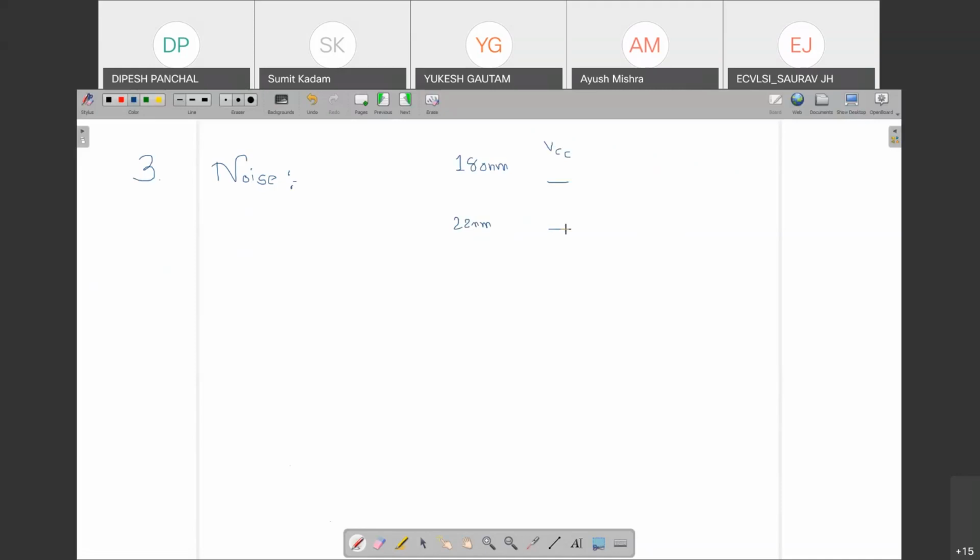Supply voltage. No, supply voltage is not the same. It is 1.8 volt here and maybe 0.6, maybe 0.5. To save power, you have to reduce the VDD scaling also, supply voltage scaling also. So if you go for lower and lower technology, definitely this number is very near to your noise components.